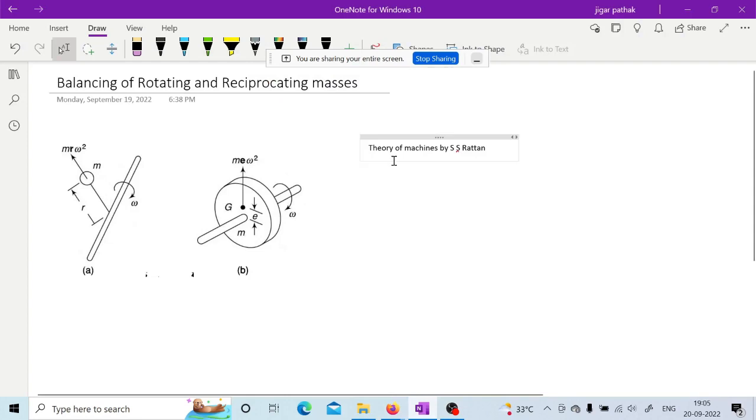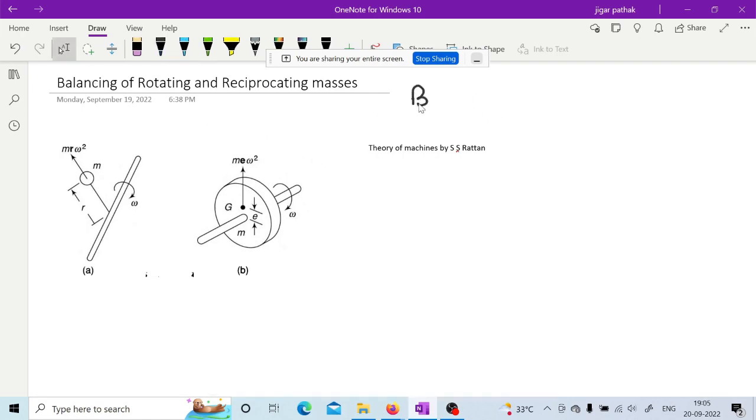Today we will see about balancing of rotating and reciprocating masses. So first we will see balancing of rotating masses.